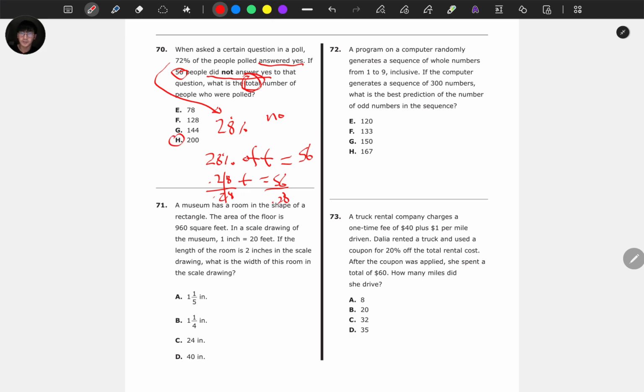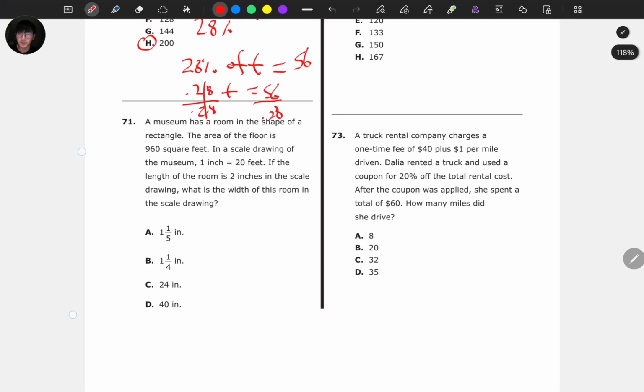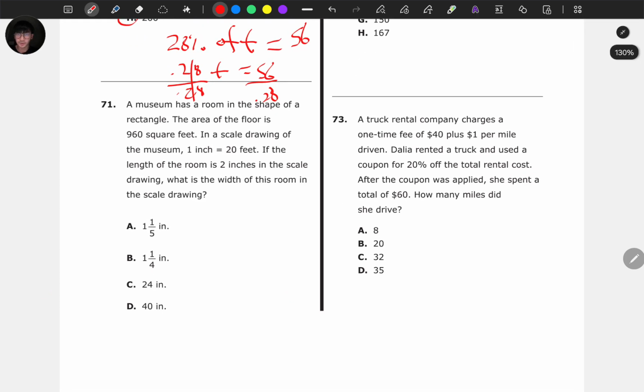Okay, 71. A museum has a room in the shape of a rectangle. The area of the floor is 960 square feet. In a scale drawing of the museum, 1 inch is equal to 20 feet. So this scale is like a rule, okay? Let's follow that. If the length of the room is 2 inches in the scale drawing, what is the width? So we have to find the width, the W, in the scale drawing.